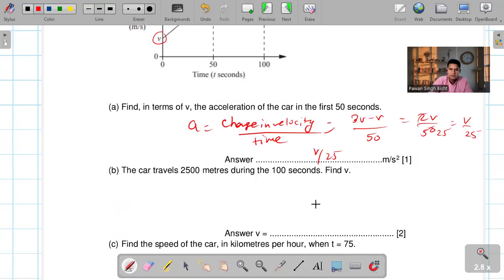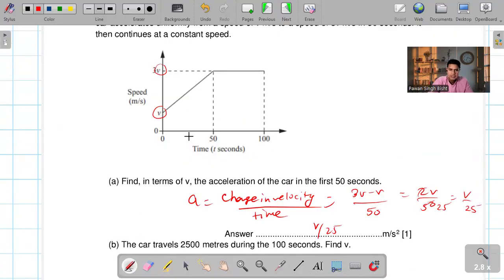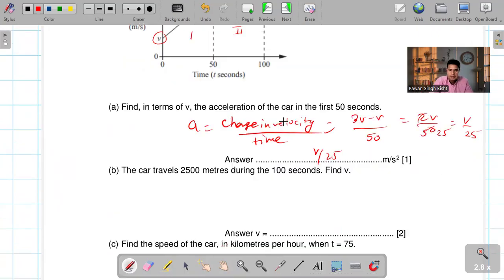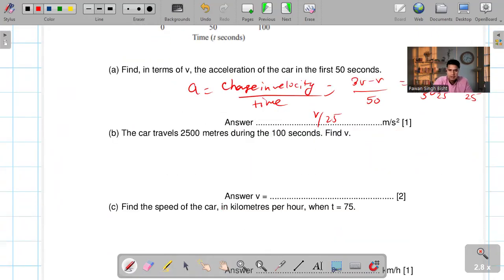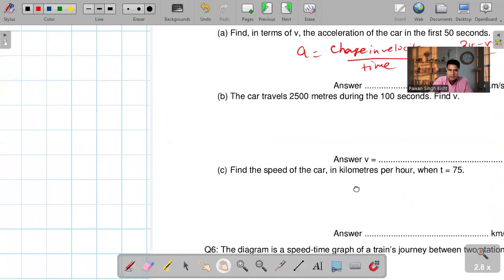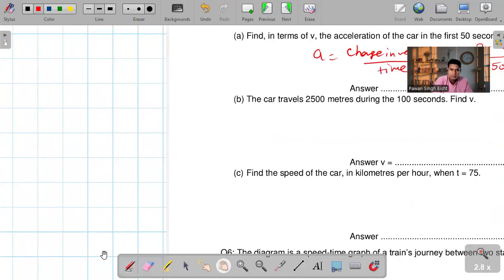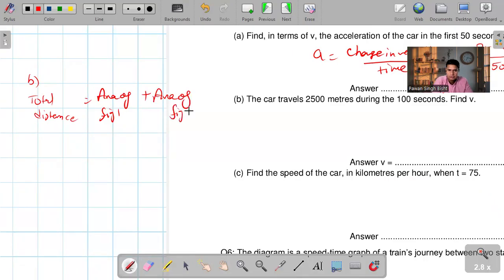Now they say the car traveled 2500 meters during the 100 seconds. So there will be two figures here, figure 1 and figure 2. Figure 1 is a trapezium and figure 2 is a rectangle, and the total distance is given. You have to find v. To do that, total distance is equal to the area of figure 1 plus the area of figure 2.